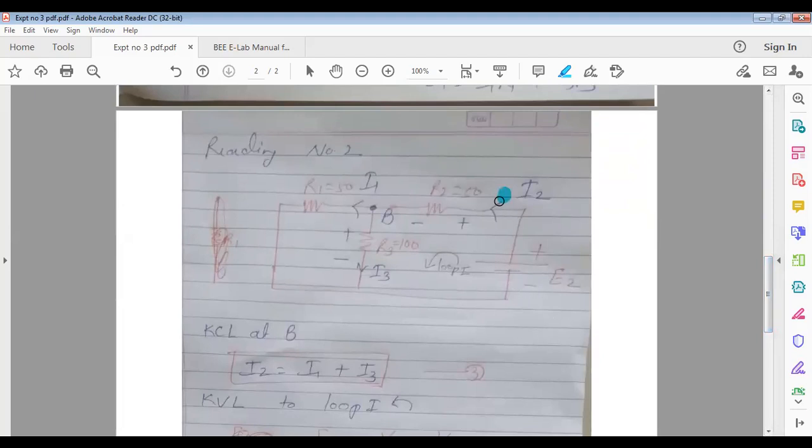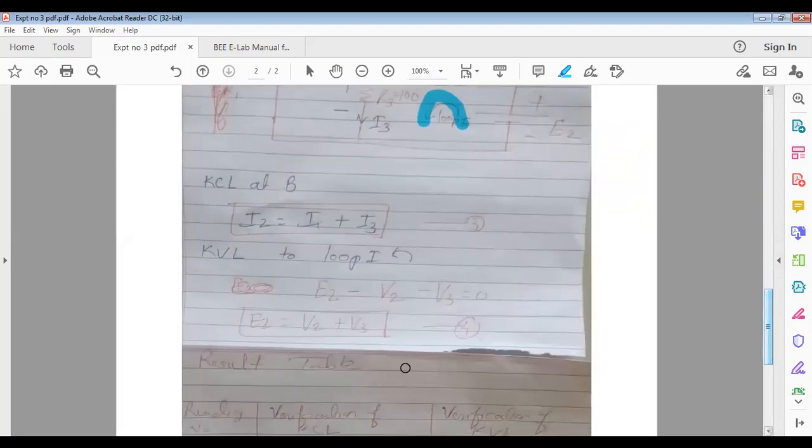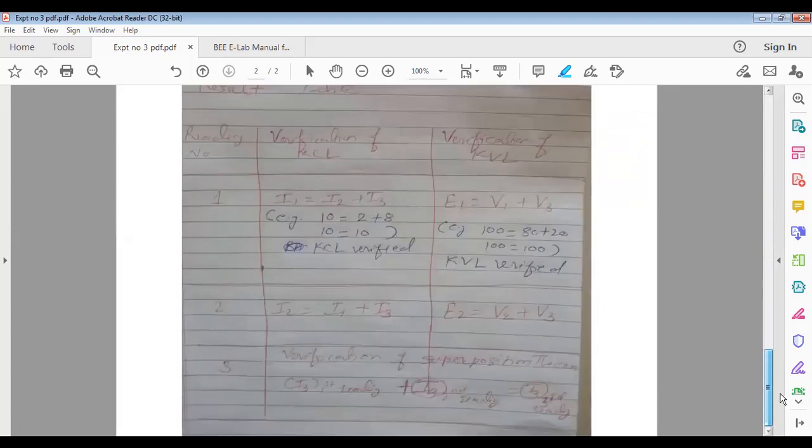See, in the second circuit, I2 is now in the reverse direction, so I2 equals I1 plus I3. Correct. I2 is equal to I1 plus I3 is the KCL equation. And what is the KVL equation for the first loop? In this loop, what will be the KVL equation? E2 equals V2 plus V3. Correct. E2 is equal to V2 plus V3. Okay. These two equations you write in both the columns, and below it show all the calculations.